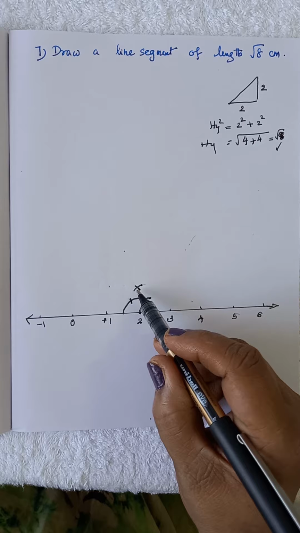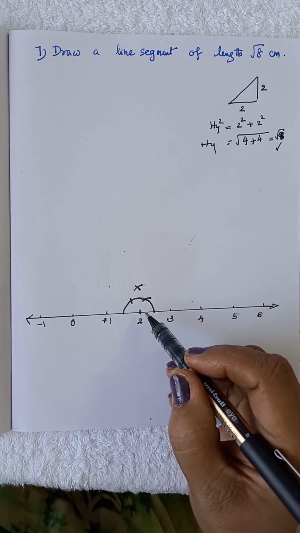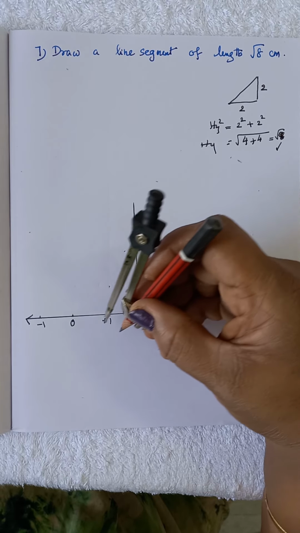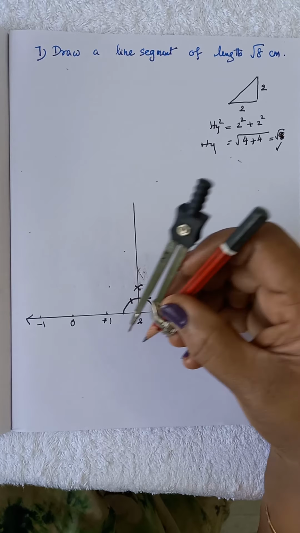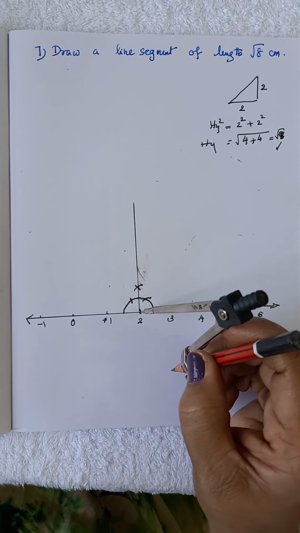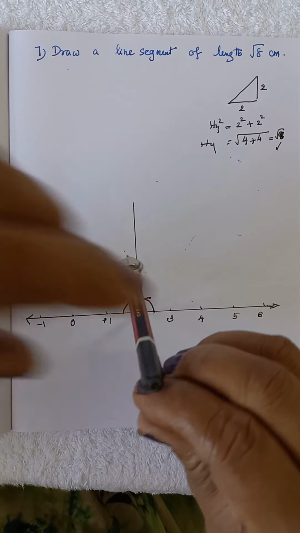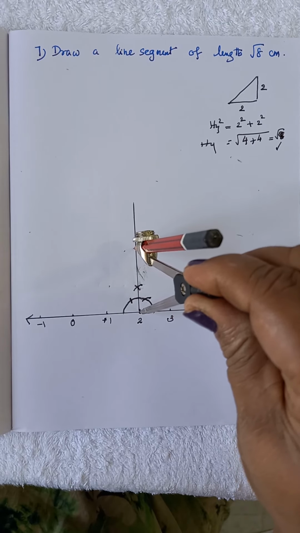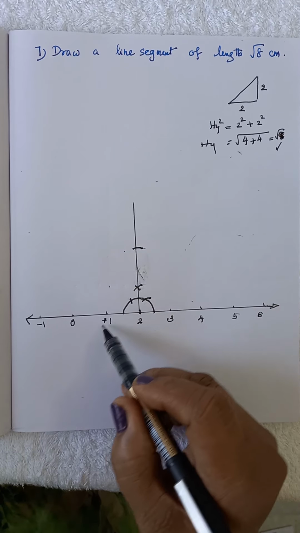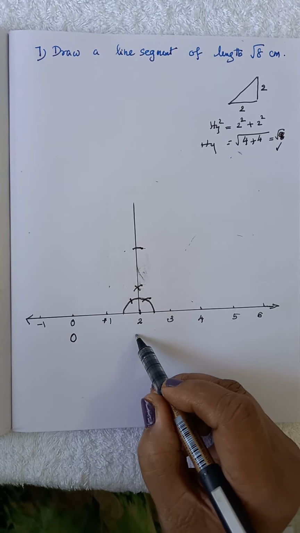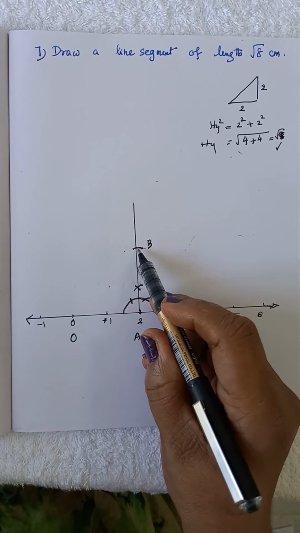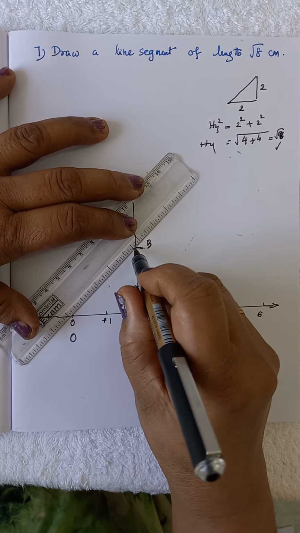Now join this intersecting point and 2 with a line. So this is the line joining this intersecting point and 2, and which is perpendicular to the number line. Take 2 units in the compass and place the needle on 2 and draw a marking on the perpendicular here, that is 2 centimeter. So this is the marking here. Let this point be O, and this be A, and this point be B. Now join O to B. So I am joining these 2 points.